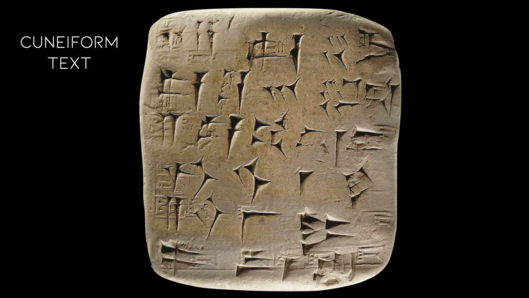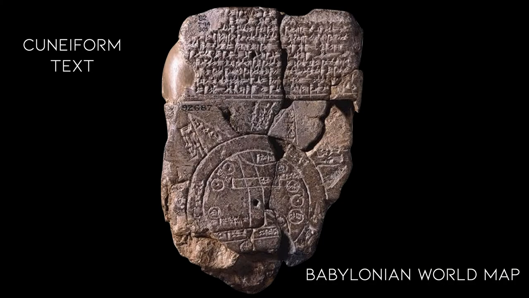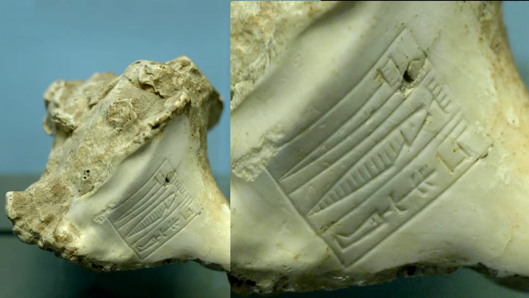And here's again a cuneiform tablet that shows you examples of Sumerian text. Here's a Sumerian king's list. This is a clay tablet that's four-sided. It's about 20 centimeters by 9 centimeters, which is about 8 inches by 4 inches, by the way. But it's a list of Sumerian kings. Here's a Babylonian world map in cuneiform. And then you can see here they engraved the name of a king, Rimush, king of Kish, on this murex shell. This dates to about 4000 BC and was found in the Sumerian city of Uruk.